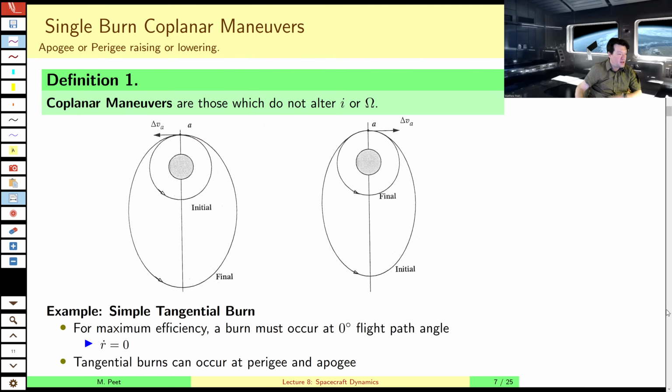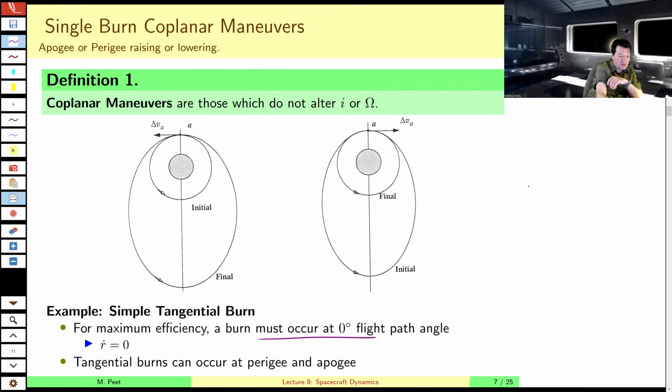Okay. So let's talk about the simplest case. The simplest case is tangential burns. This is where there's no change in direction, so the flight path angle is 0 degrees. Your velocity simply doesn't change direction, but it does change magnitude.